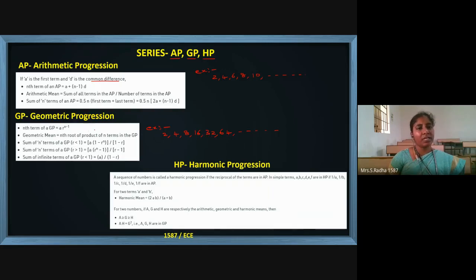So in arithmetic progression we have a common difference, and in geometric progression we will have a common ratio R. Coming to the last one, harmonic progression. If you go with an example, we can take 1 by 2, 1 by 3, 1 by 4, 1 by 5, 1 by 6, etc. This is an example for harmonic progression. In harmonic progression, denominators will be in arithmetic progression.